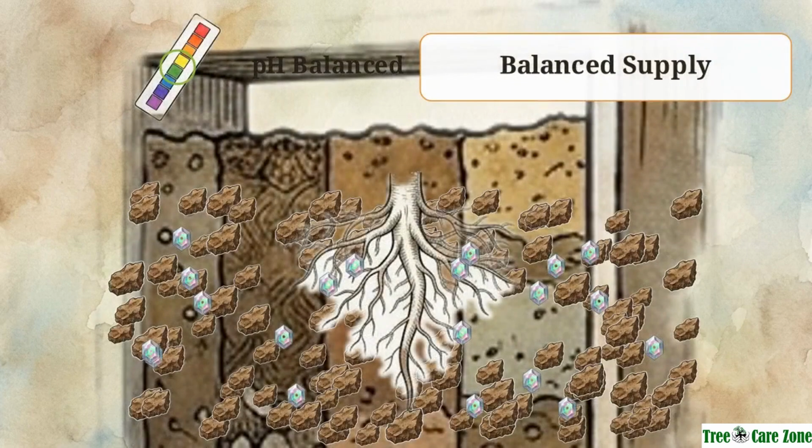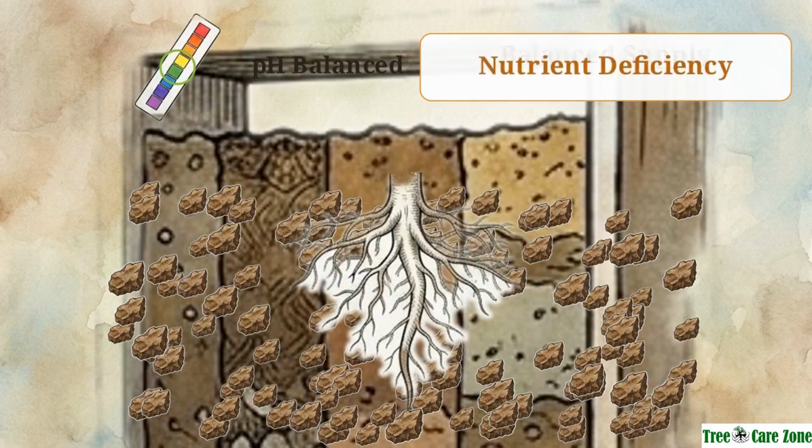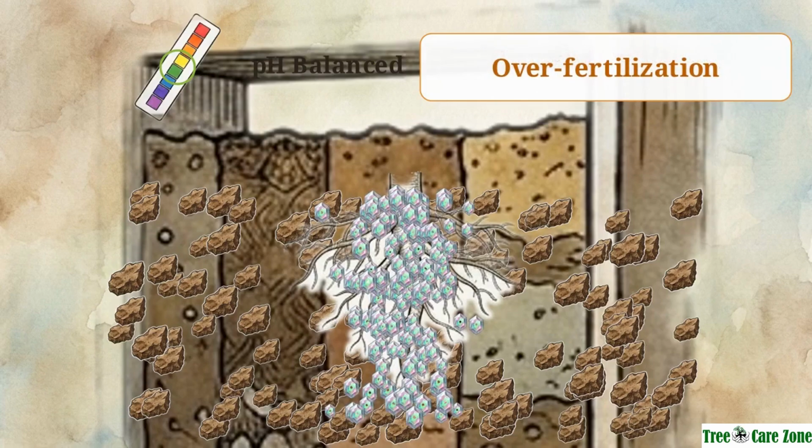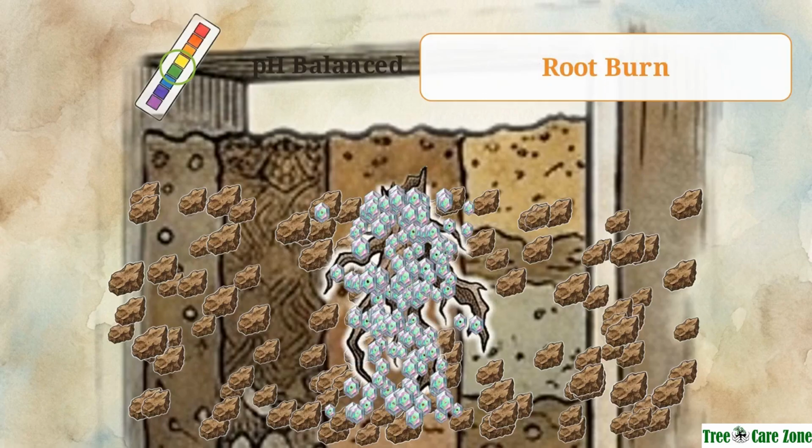Even with a balanced pH, you still face the extremes of supply. Problem 6 is nutrient deficiency, where the soil is depleted of essentials like nitrogen and phosphorus. Problem 7 is the opposite, over-fertilization. Excess nutrients can lead to salt buildup and chemically burn the roots.